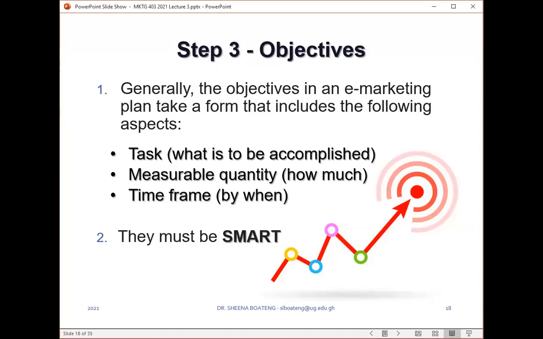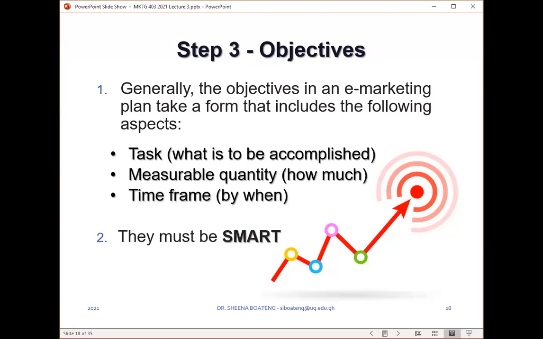And at the same time, too, they should be relevant. That is why before you set all these objectives, you have to have reviewed the firm's overall e-business strategy, the firm's overall marketing plan, the firm's overall corporate objectives, so that you can be sure that whatever objective that you are setting is relevant to what the organization has set for the direction that they are moving in, right?